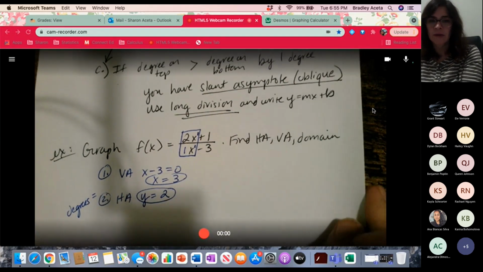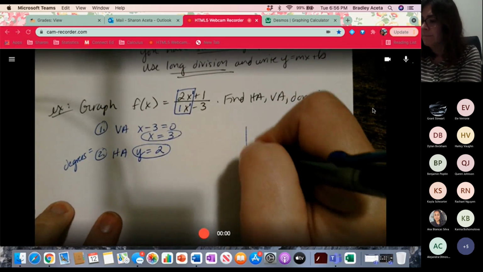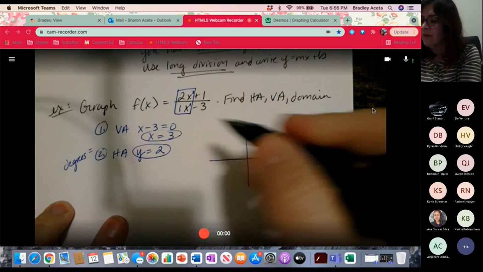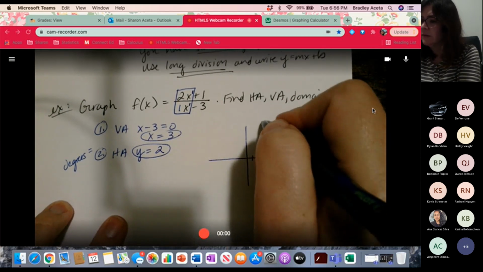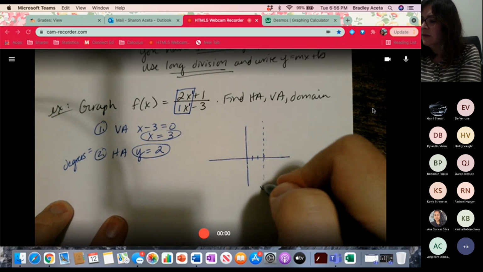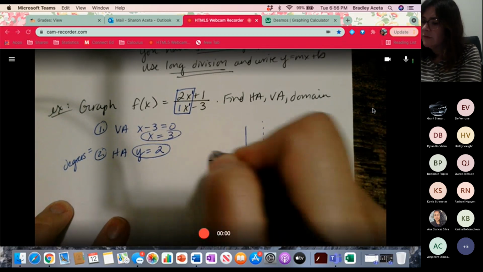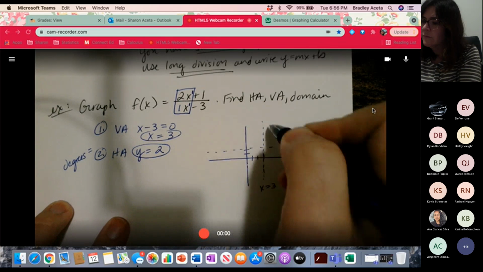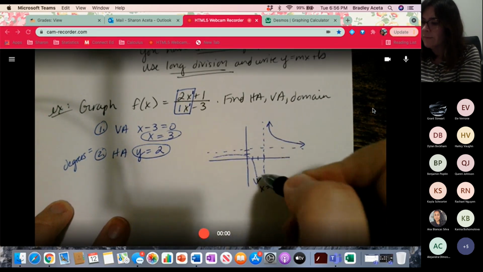Easy peasy. So let's graph this. I'm going to have a vertical asymptote at x equals 3. 1, 2, 3. X equals 3. And a horizontal asymptote at 1, 2. And you put a hook here. And you put a hook here.